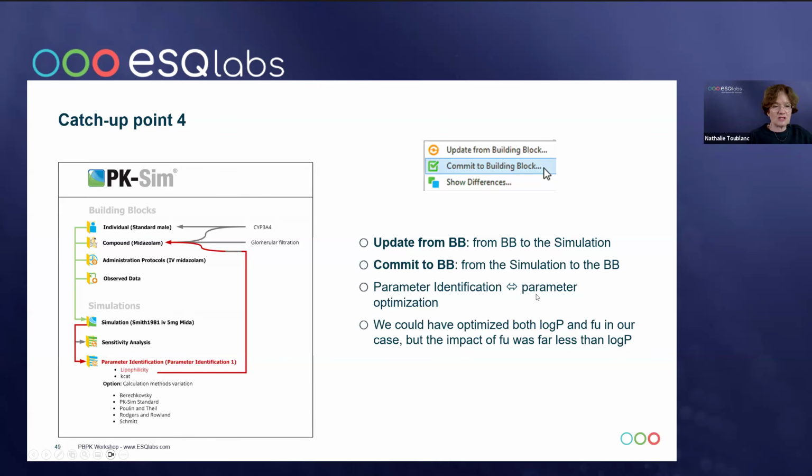Again, parameter identification is equivalent to parameter optimization. And here we could have optimized both the log P and the fraction unbound in our case. But as we saw, the impact of the FU was far less than the log P on the PK parameter. So that's why we decided to optimize only one. We could have done the FU if we wanted, because we also knew that in the literature a range was suggested from 1.6 to 2.4, so we could have changed that. And if you're interested, you can also try to do it and see whether it makes some difference.